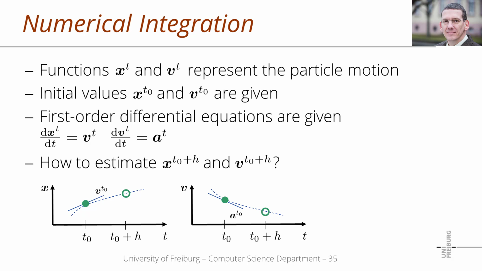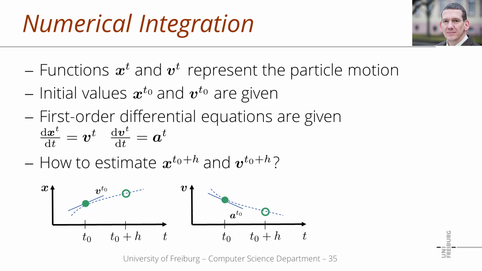We know the position at time t0, and we know the time derivative of the position at that time, which is the particle velocity. And now the question is how to reconstruct the unknown function x indicated with the dotted line. In particular, we are interested in computing the position x at time t0 plus h as accurate as possible.